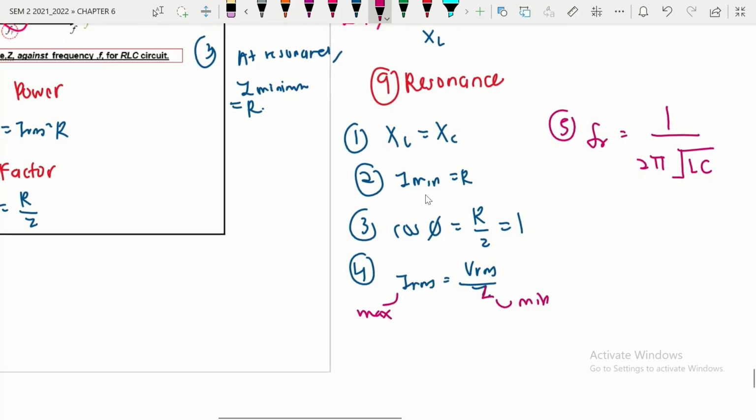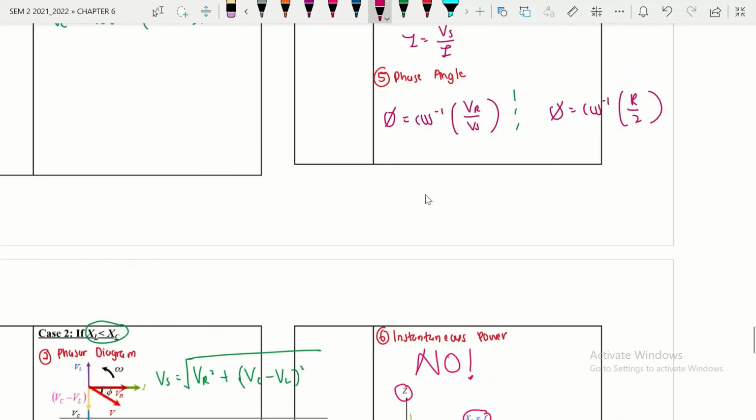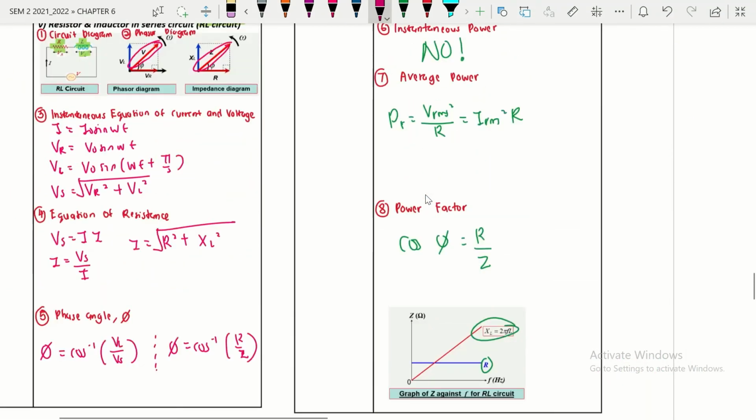So, I think that's all for this chapter. Tapi kan, Miss baru perasan satu benda. Miss tak tulis apa? Okay, ada.